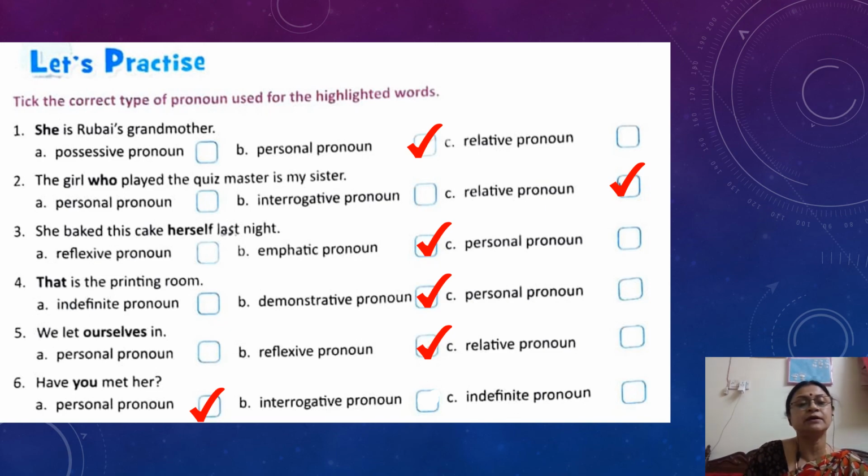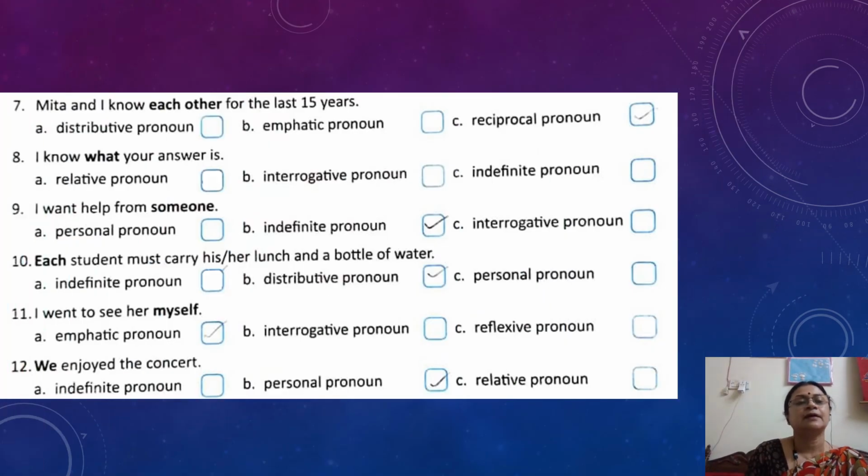Let's move to the next part. Let me read question number 7. Mita and I have known each other for the last 15 years. Here each other is highlighted and each other is a reciprocal pronoun. Sentence number 8. I know what your answer is. We need to understand this sentence. What is your answer? I know. So here the second part is actually an indirect question. So it will be an interrogative pronoun.